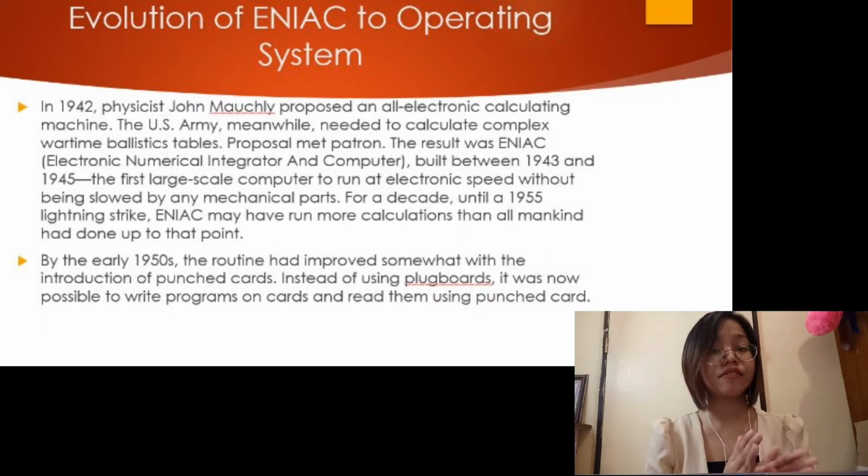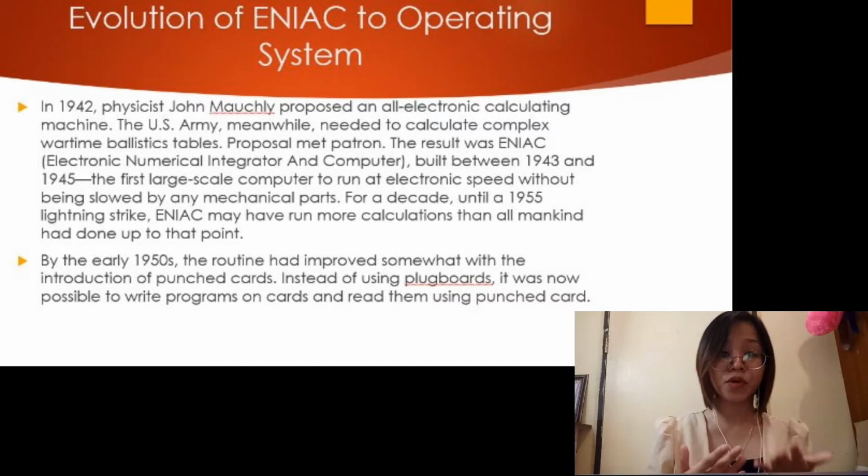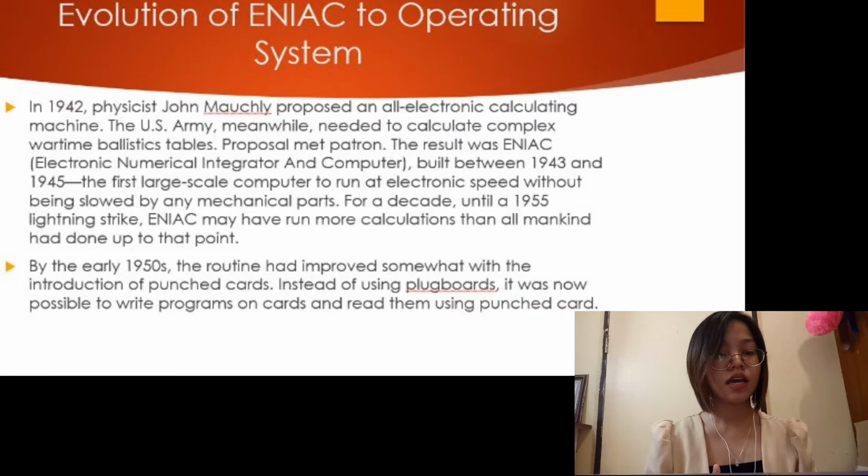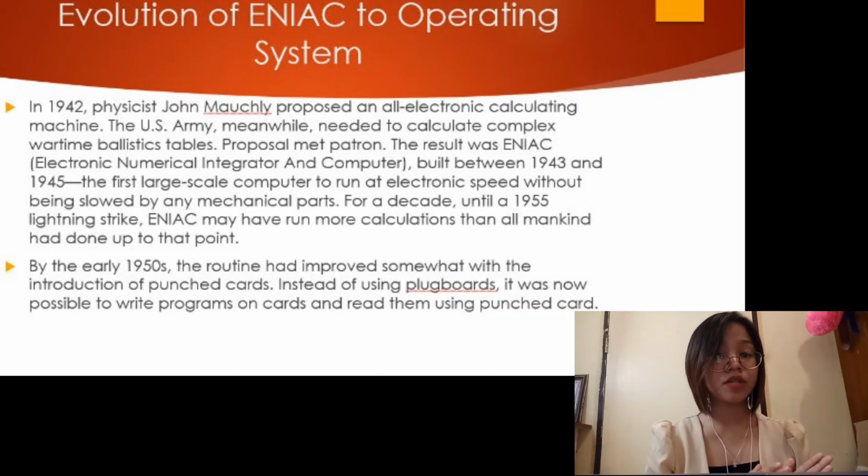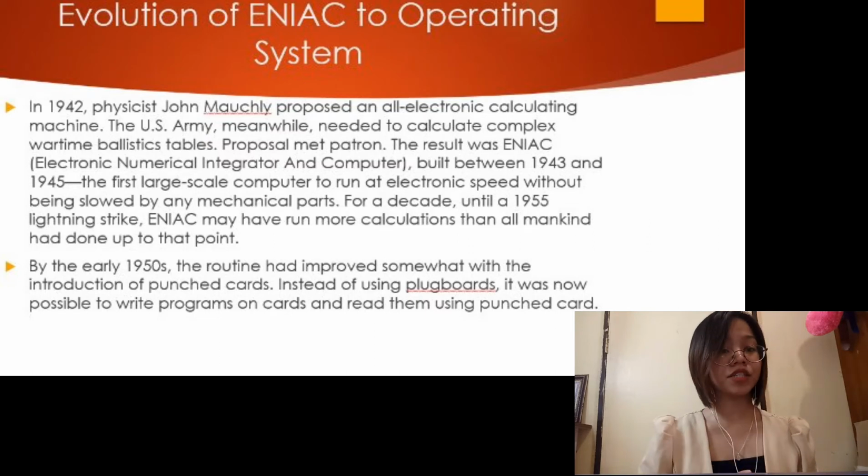By the early 1950s, the routine had improved somewhat with the introduction of punch cards. Because of these punch cards, instead of using plugboards, it was now possible to write programs on cards and read them.